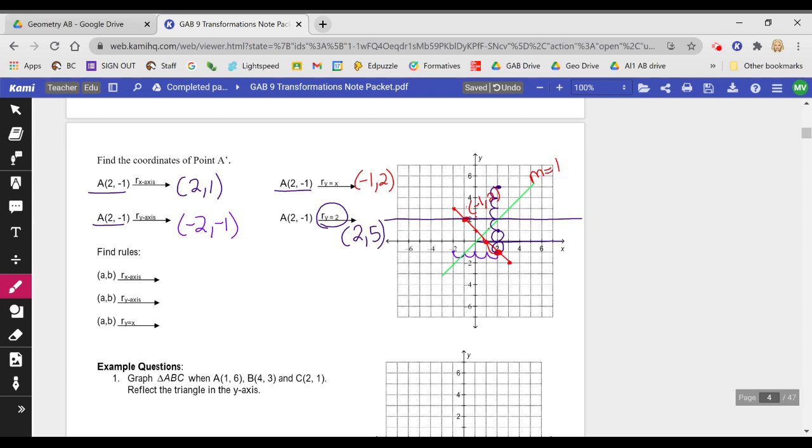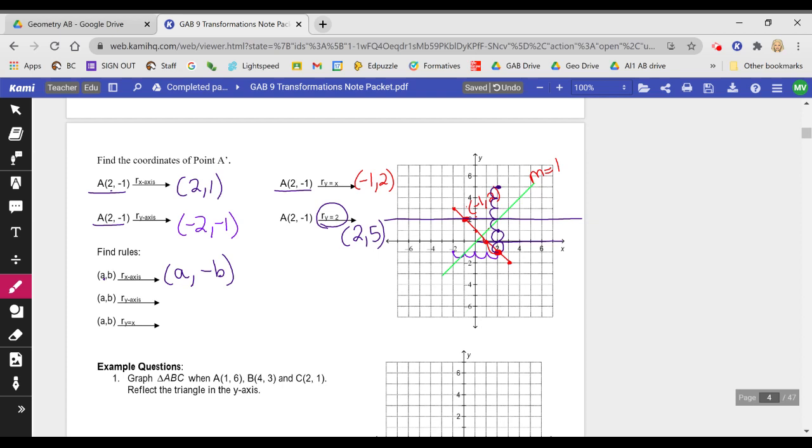So hopefully you noticed that when we reflected over the x-axis, our x-coordinate stayed the same and our y-coordinate became negative. So if we're doing that to the point (a, b), a is going to stay the same and b becomes negative.